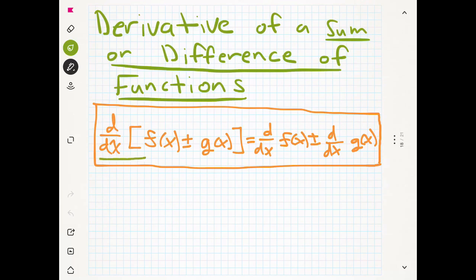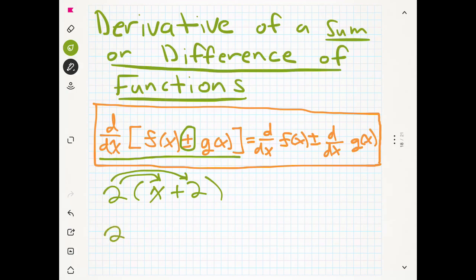So when you're taking the derivative, if you want to find the derivative for two functions that are either being added or subtracted, it's similar to expanding the bracket. For example, if you have something like this, you expand this. You multiply the 2 with everything, so it becomes 2 times x plus 2 times 2. And this same concept applies to this rule. So we literally just take the derivative of each function, and we keep the subtraction or addition sign, and as you can see, we take the derivative of this and add it or subtract it to the derivative of this.